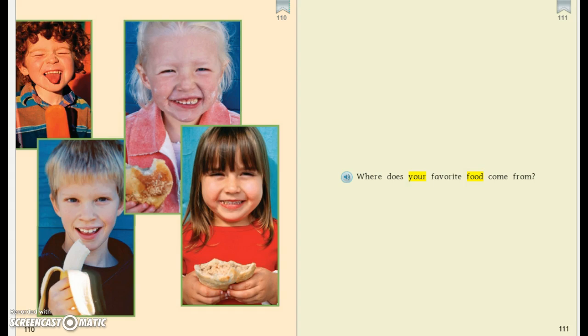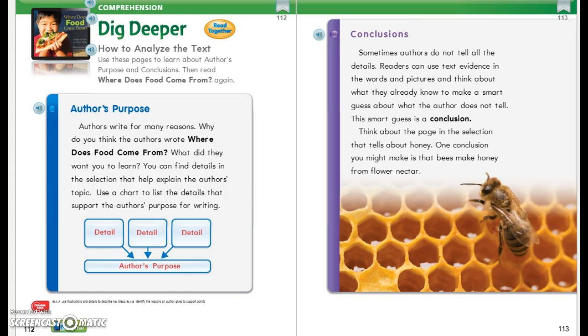You have just read Where Does Food Come From? An informational text about where we get our food. Remember that there are lots of reasons that an author might write a story, such as to make us laugh or to give information. Why do you think the authors wrote, Where Does Food Come From? Authors write for many reasons. What did they want you to learn?